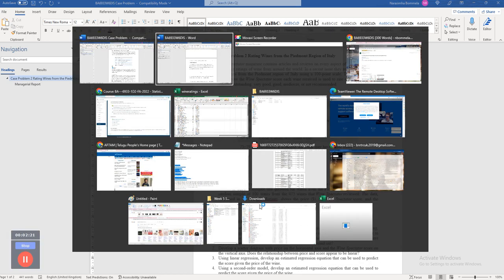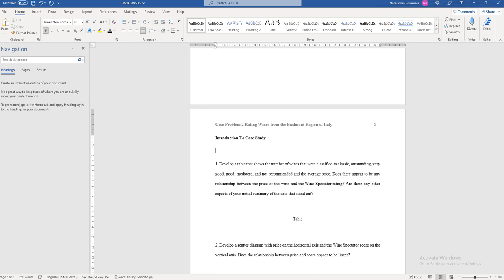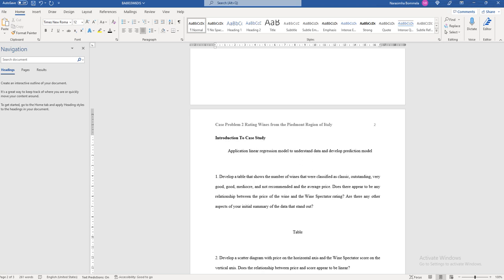So in the introduction, you are supposed to give the application of linear regression models to understand data and develop prediction models. We apply linear regression in this model and we try to predict different values by using the linear regression equation. So I want theoretical information related to how good it is to apply a linear regression model, to make better decisions and to understand data in a better way. That should be discussed here.